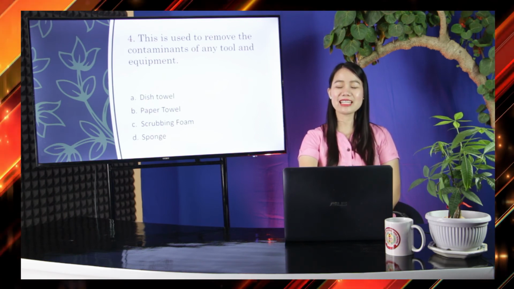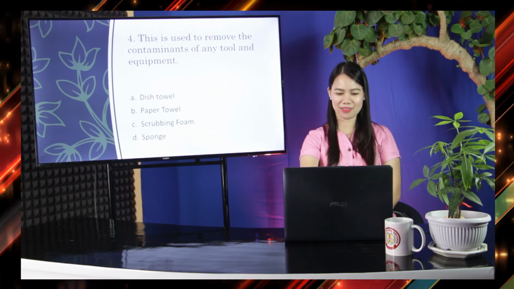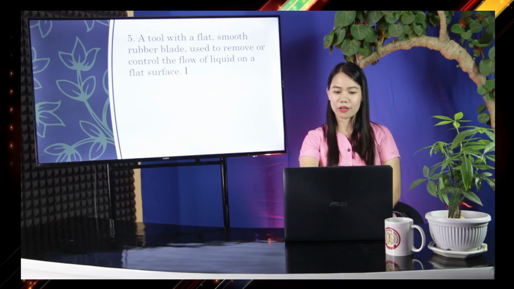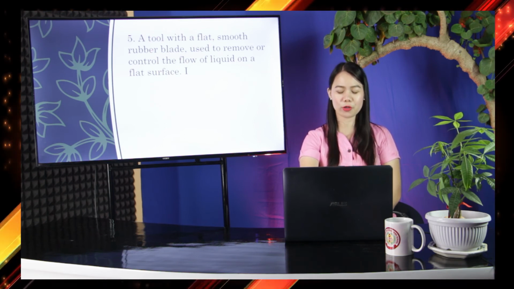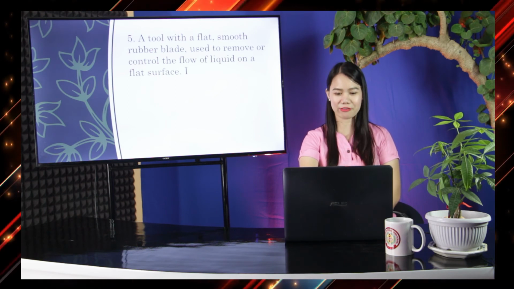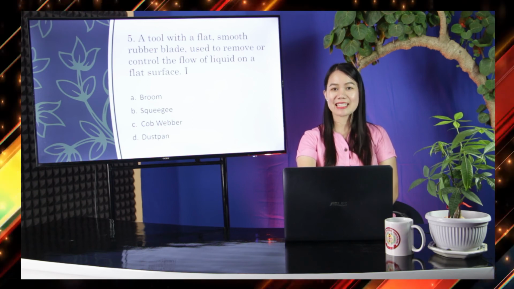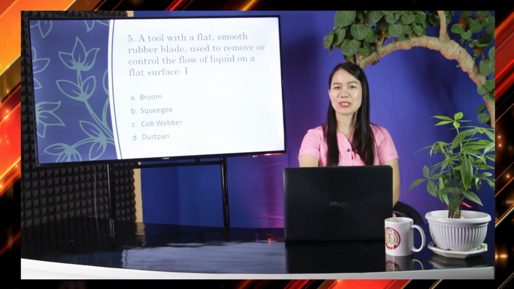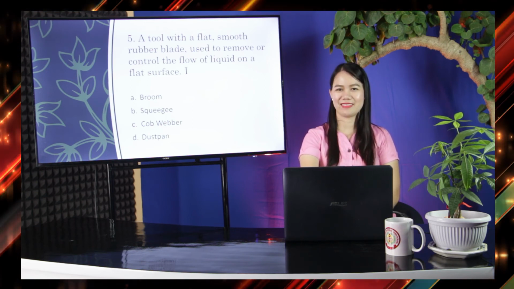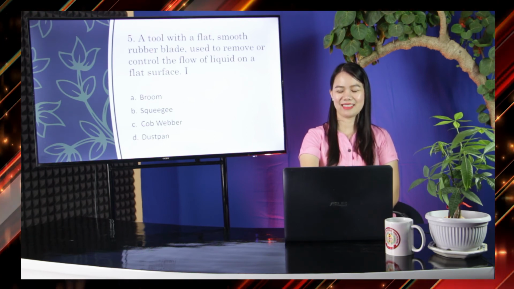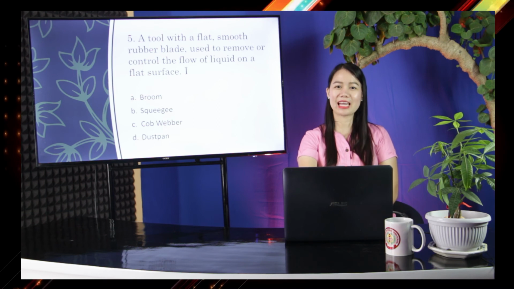The correct answer is letter B, paper towel. Number 5. A tool with a flat, smooth, rubber blade used to remove or control the flow of liquid on a flat surface. A. Broom, B. Squeegee, C. Cobwebber, D. Dustpan. The correct answer is letter B, squeegee.